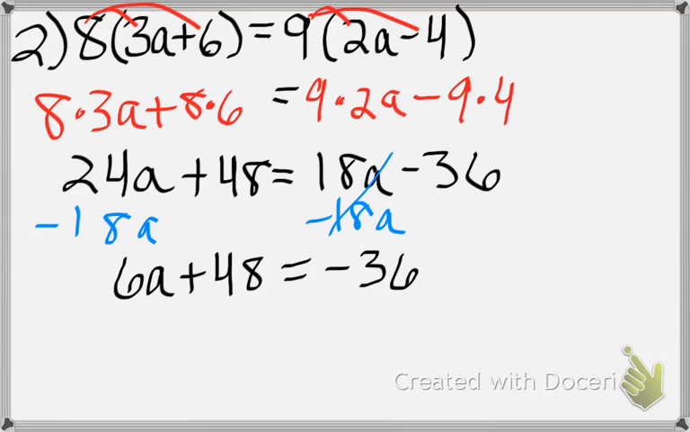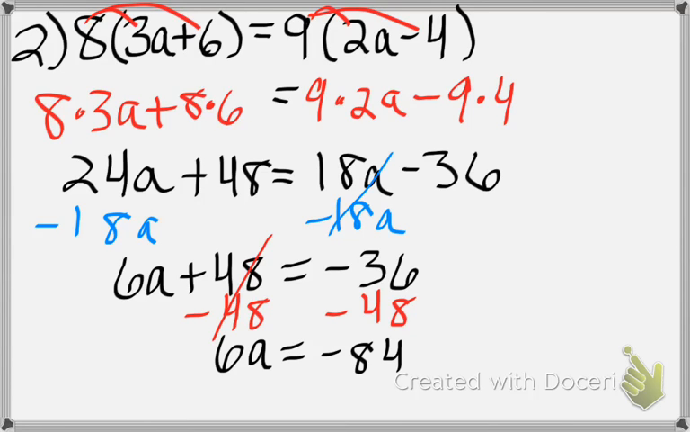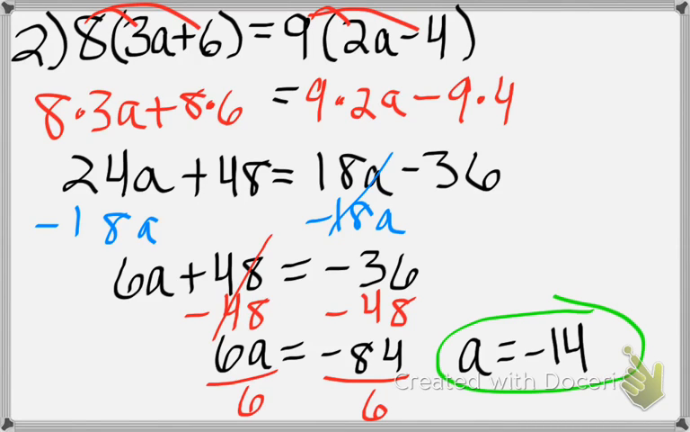You're going to subtract 48 from both sides, then you're going to divide by 6. You're going to go deeper into the negatives for these on the right side. Divide both sides by 6, and you're done. So your final answer is a equals negative 14. Make sure you have these steps. Moving on.